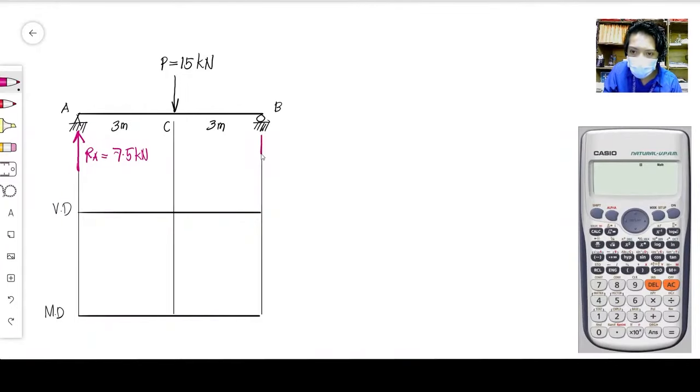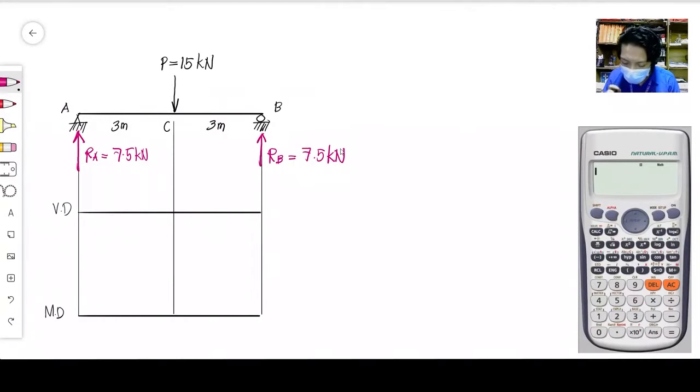And also, we have here RB. This is equal to 7.5 kilonewton. Okay, now to draw the shear diagram and the moment diagram, there are different methods in constructing the diagrams. Whatever the area method, but for this discussion, we'll not use the area method. We will first look for the equations of the shear diagram and of the moment diagram.